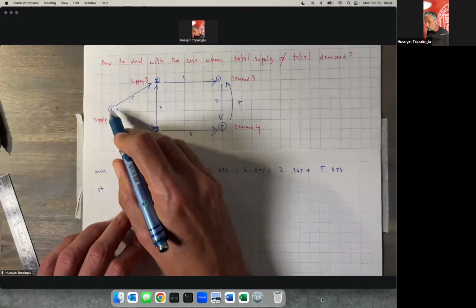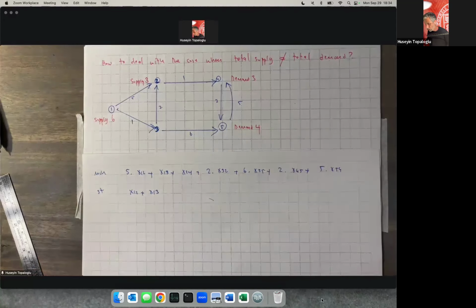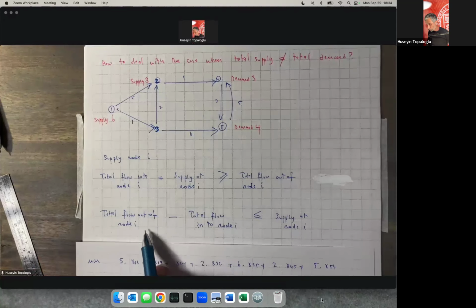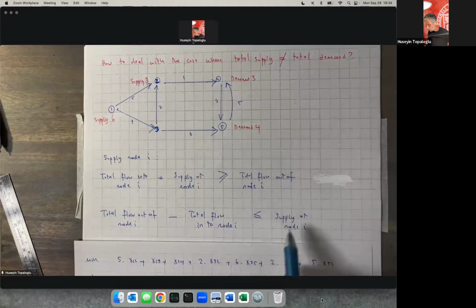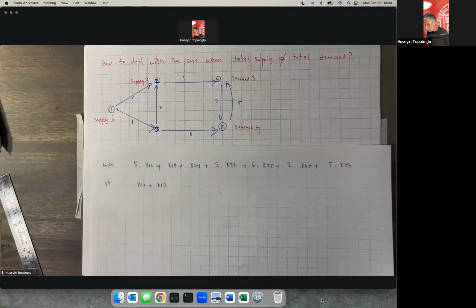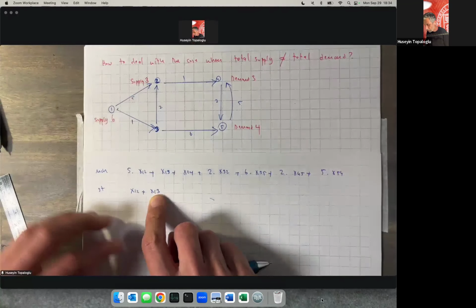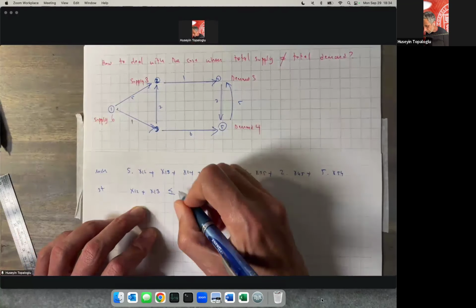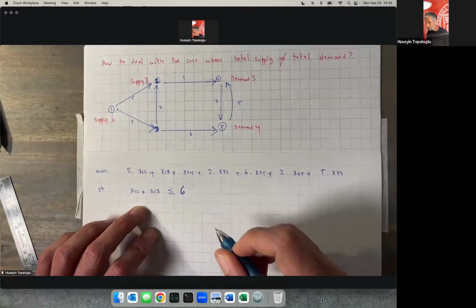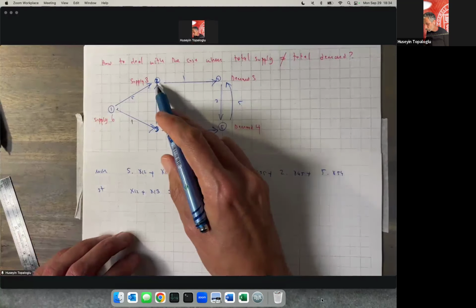We're writing the flow balance constraint for node 1. It's a supply node. So we're writing a constraint that says total flow out of node 1 minus the total flow into node 1 is less than or equal to supply at node 1. Total flow out of node 1, that's it. There is no flow into node 1. It is less than or equal to the supply at node 1. That's a 6.